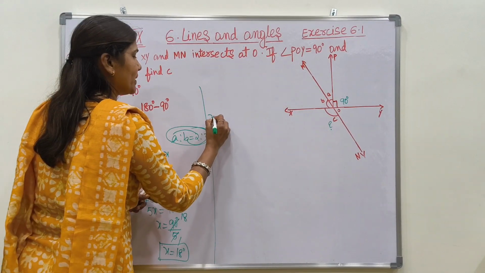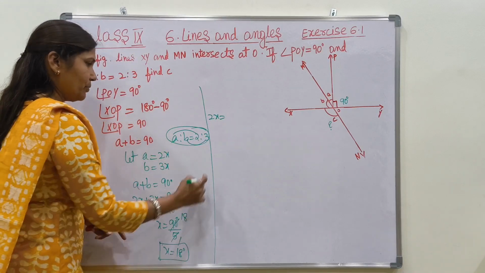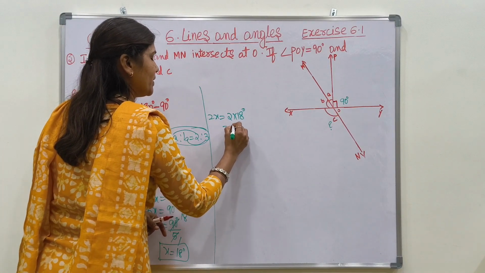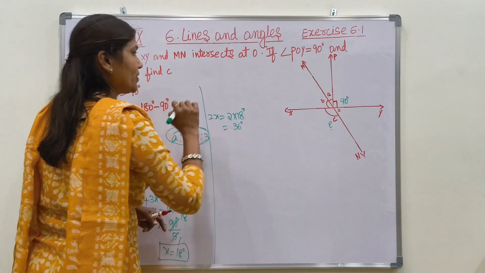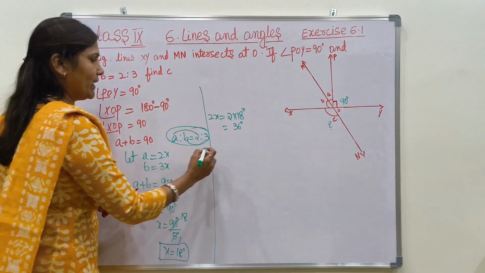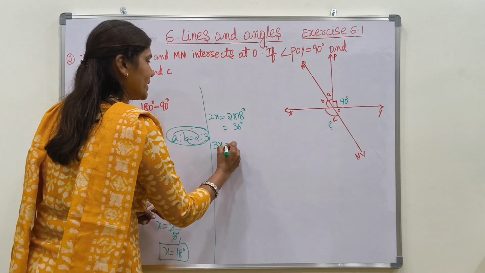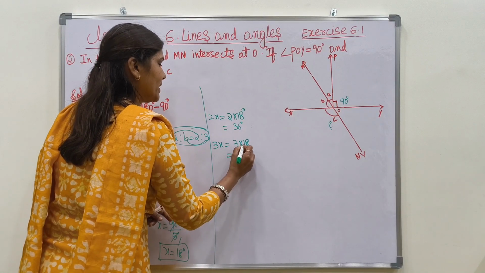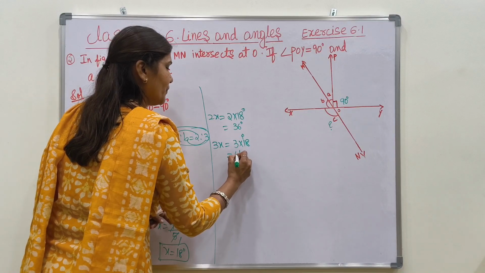2x. 2x is equal to, see here, 2 into 18. 2 into 18 means 36 degree. So this is 2x means 36 degree. Next, we will find 3x. 3x is equal to 3 into 18. 3 into 18 means 54 degree.